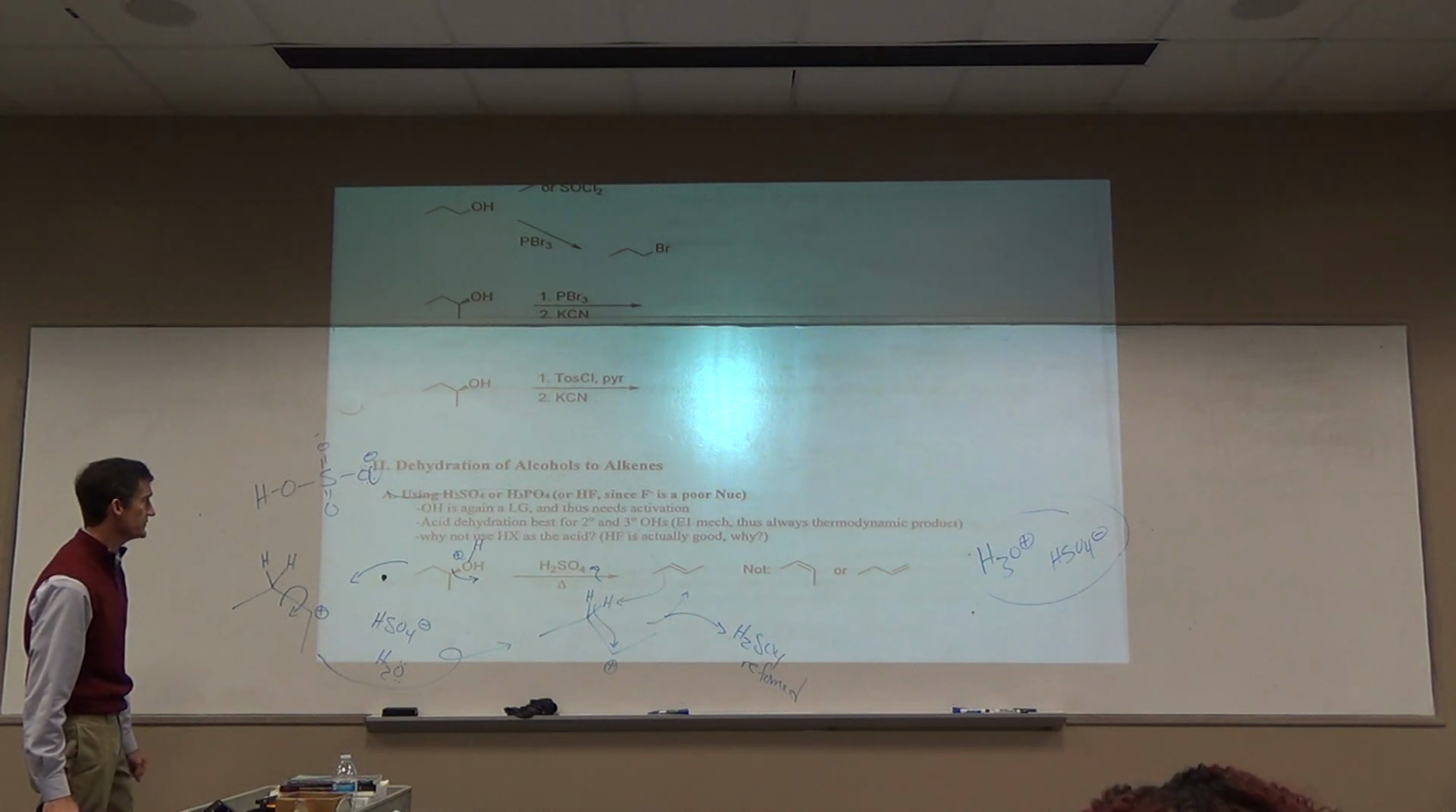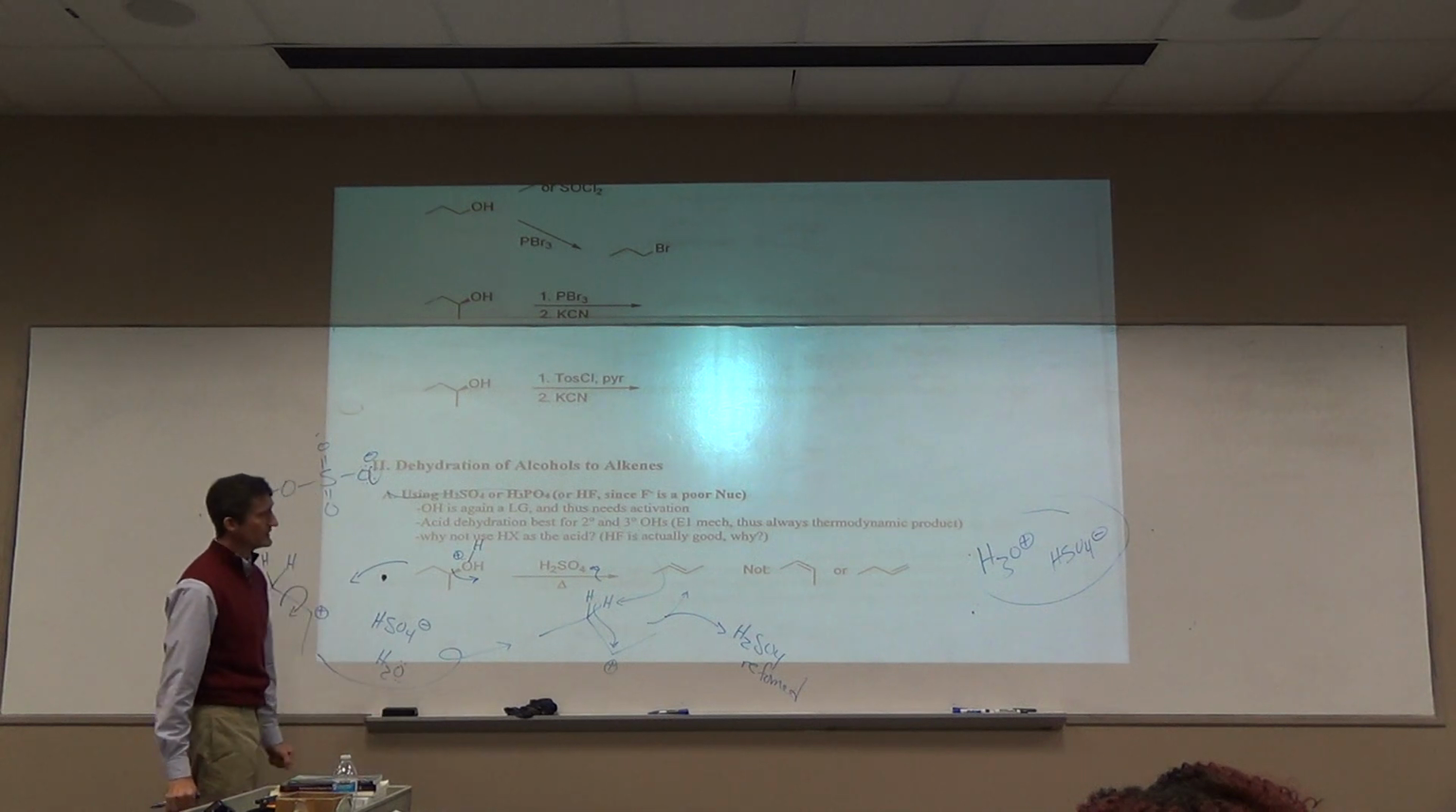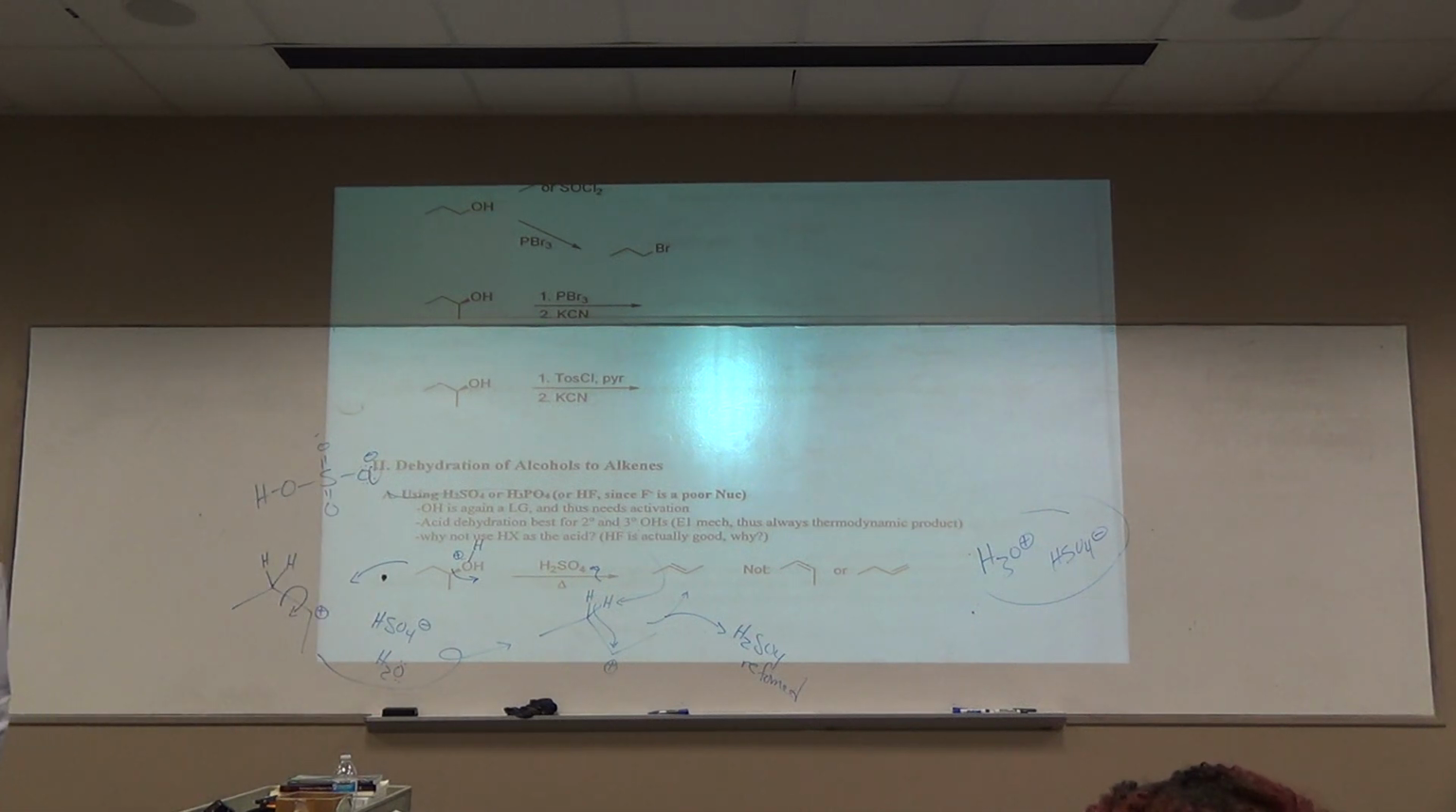Common reaction, dehydration of an alcohol. Secondary and tertiary OHs work best because the mechanism is E1. And it's very hard to do E1 with a primary alcohol, because it's very hard to make a primary cation. So dehydration of primary alcohols with strong acid doesn't work that way. It works best for secondary and tertiary.